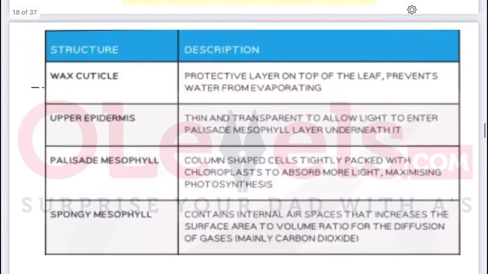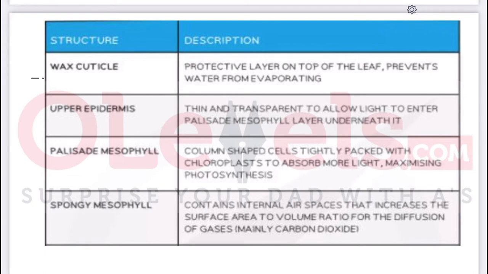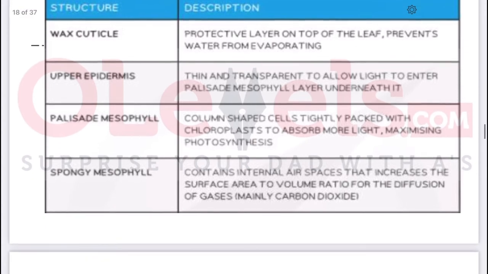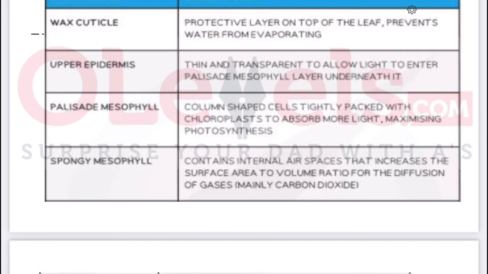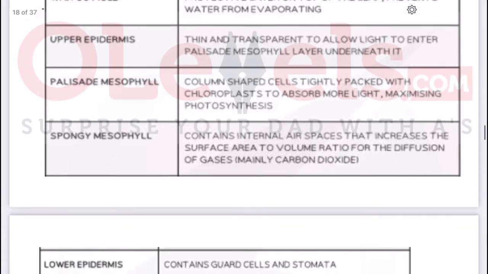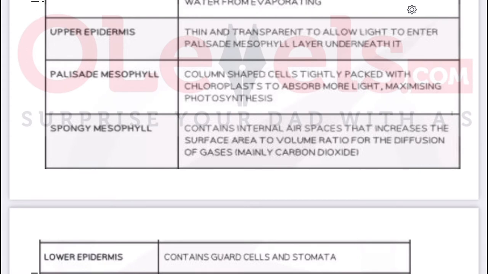Now, what were the structures and their descriptions? For the cuticle, the description is a protective layer on the top of the leaf that prevents water from evaporating. Then comes the epidermis. Thin and transparent to allow light to enter the palisade mesophyll layer underneath. Palisade mesophyll. Column-shaped cells tightly packed with chloroplasts to absorb more light, maximizing photosynthesis. Spongy mesophyll. Contains internal air spaces that increase the surface area to volume ratio for the diffusion of gases, mainly carbon dioxide.